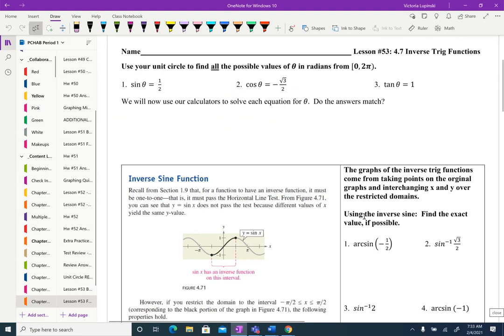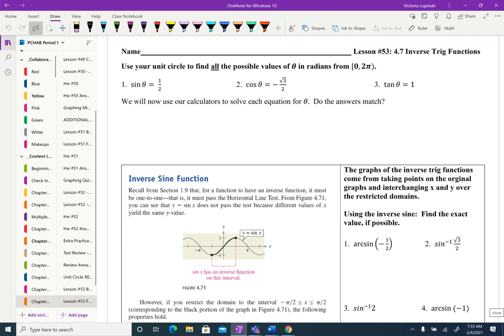Lesson 53. Just to double check, can you guys see my lesson 53 notes? Okay, thank you. I'm going to be jumping back and forth between this screen and my unit circle screen. Everything that I write down will be here for your reference at any point, but feel free to write down anything for yourself so that you have it.